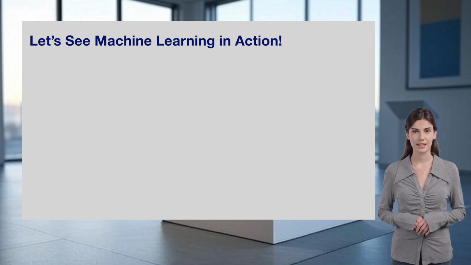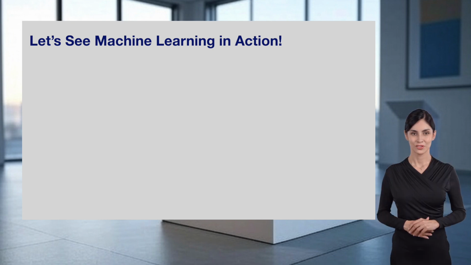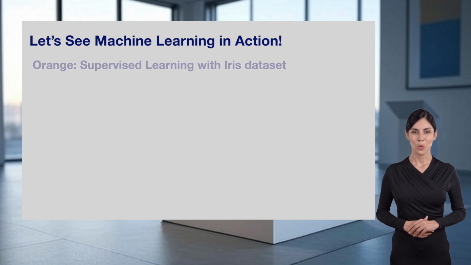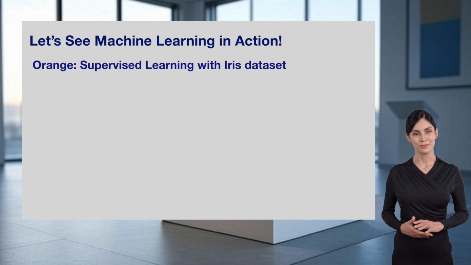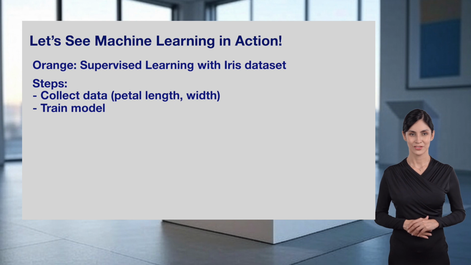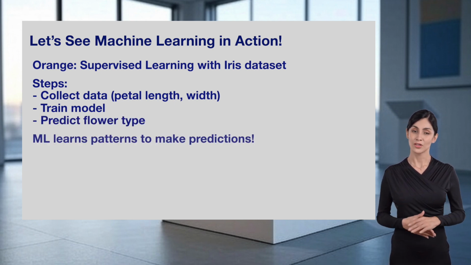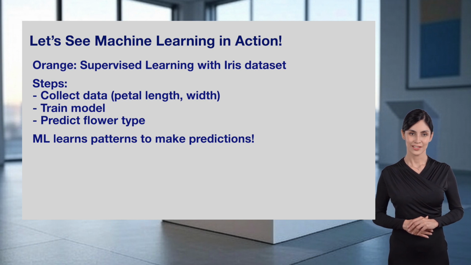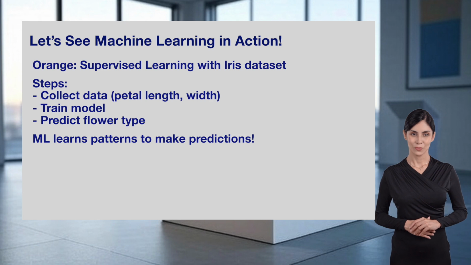Back to you, Anastasia. Thanks, Sophia. That was a great demo. Let's break down how it worked. Orange used supervised learning with the Iris dataset. The steps were collect data, like petal length and width, train the model to learn patterns, and then predict the flower type for new data. Machine learning finds patterns in the data to make accurate predictions, just like we saw with the flowers. It's a simple but powerful process.